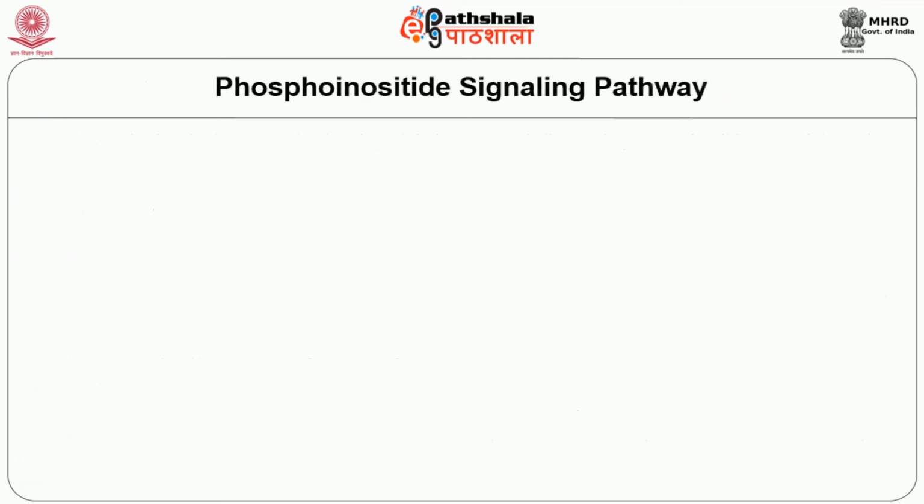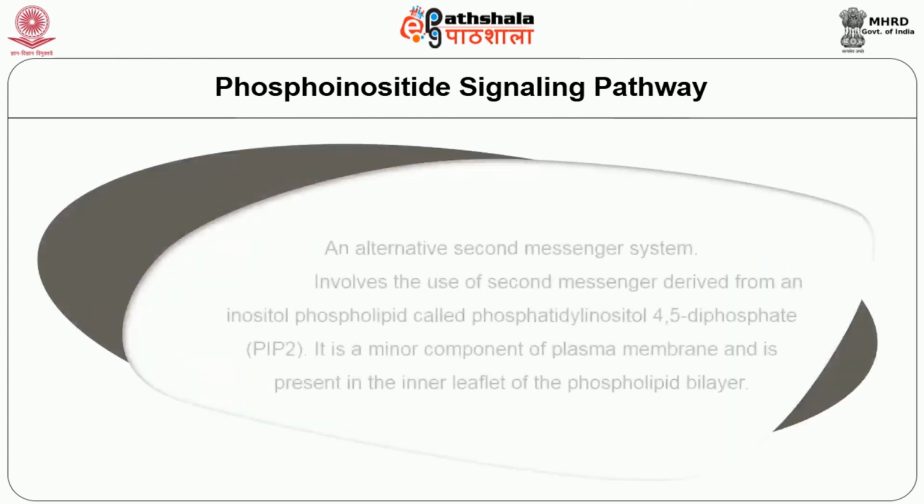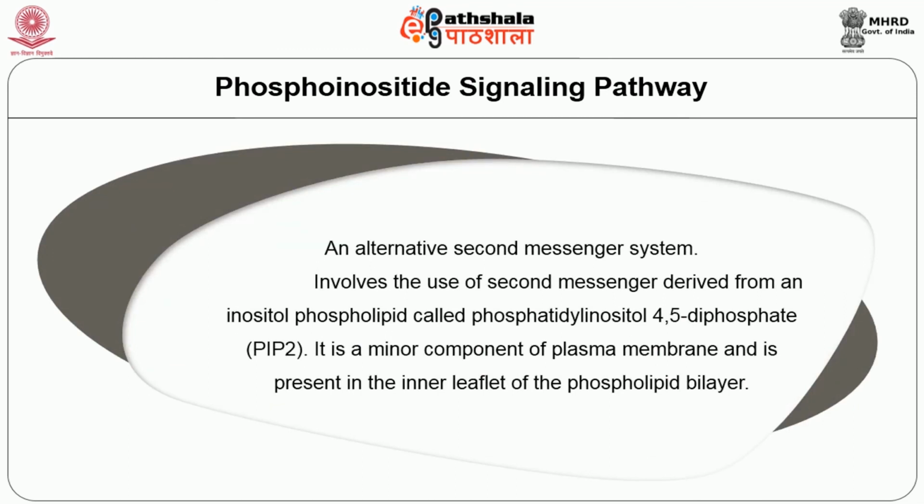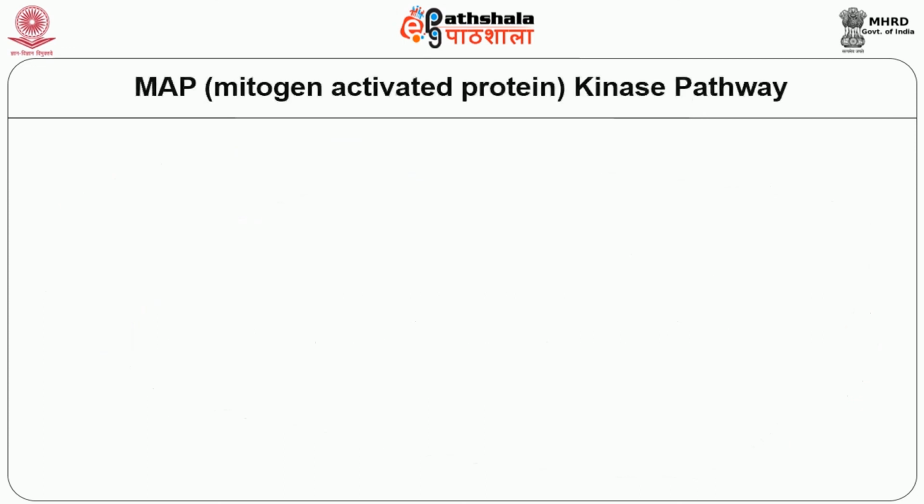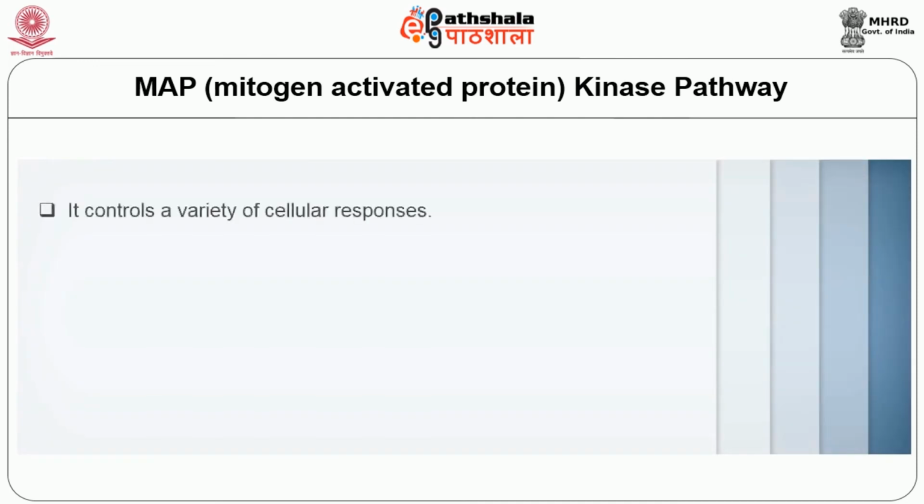Now we'll just see what the phosphoinositide signaling pathway is, which is an alternative second messenger system, which involves the use of a second messenger derived from the inositol phospholipid called phosphatidylinositol 4,5-bisphosphate, PIP2. It is a minor component of the plasma membrane and is present in the inner leaflet of the phospholipid bilayer. The next one is the MAP, mitogen activated protein kinase pathway, which controls a variety of cellular responses.